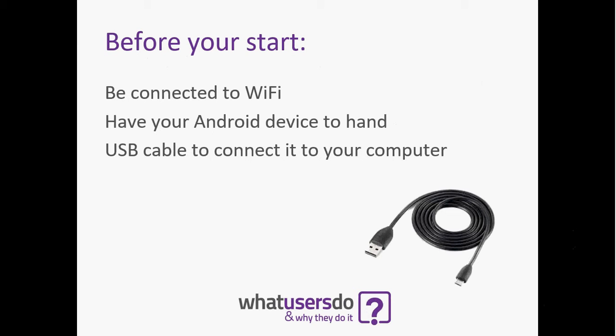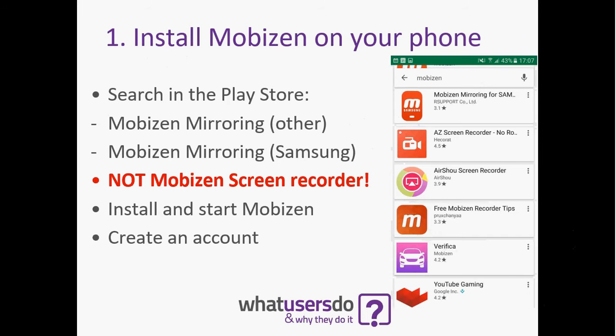But before we do so, let's make sure that our smartphone is connected to the same Wi-Fi network as our computer, that we obviously have the smartphone to hand, and that we've also got our USB cable, because we might need that. With certain phones you have to use a USB cable. So step 1, let's install mobizen on our phone.